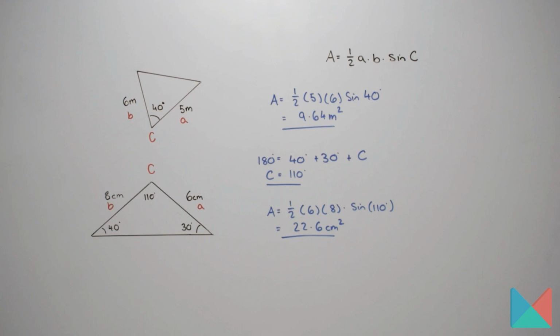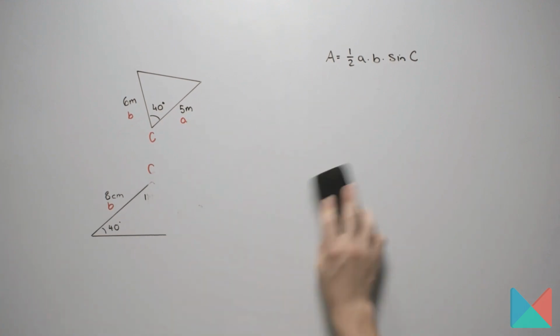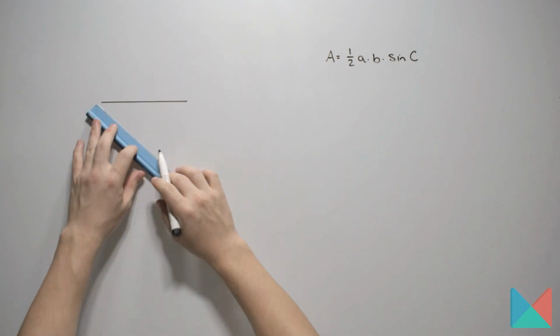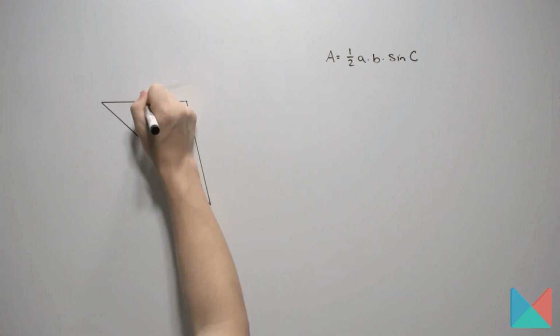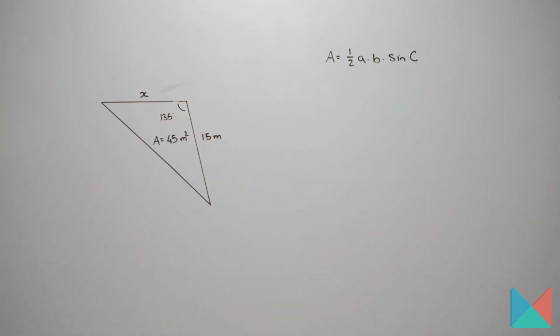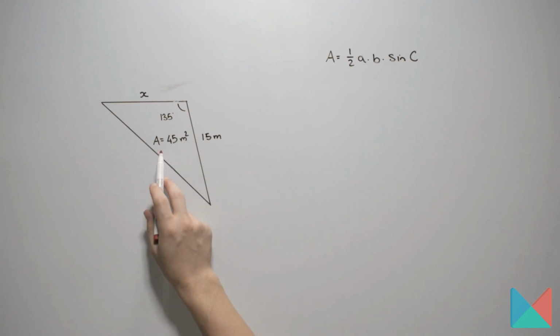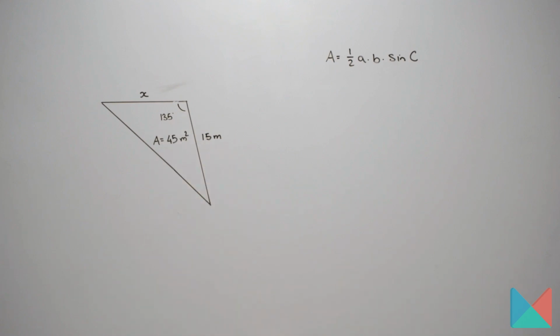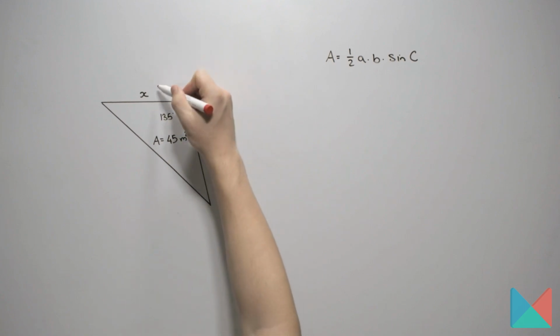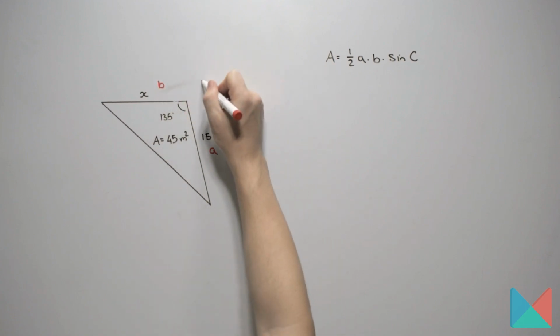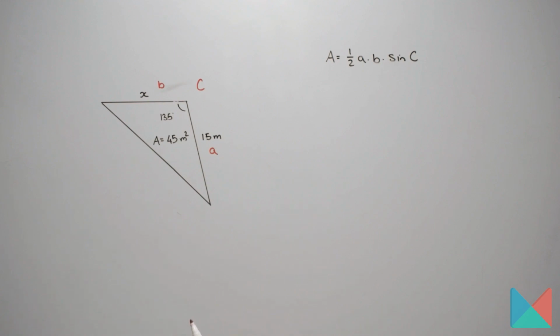And now let's rub this out to leave room for one more example. Now for this example, we want to solve for one of the sides x, and we have given the area of the triangle, one of the angles, and one of the sides. And so here we are now solving for one of the sides using the area rule. And so let's label the sides and angles. So we're going to label this as side A, we'll label this as side B, and angle C is going to be 135 degrees, and we're given the area equal to 45 meters squared.